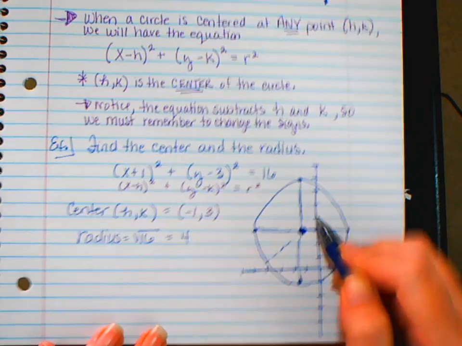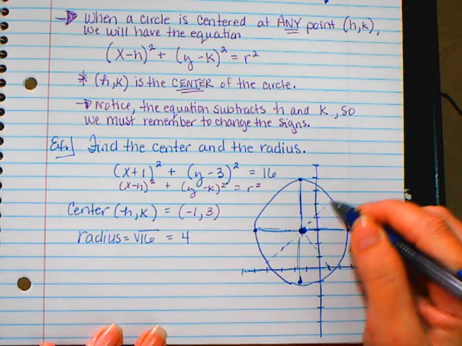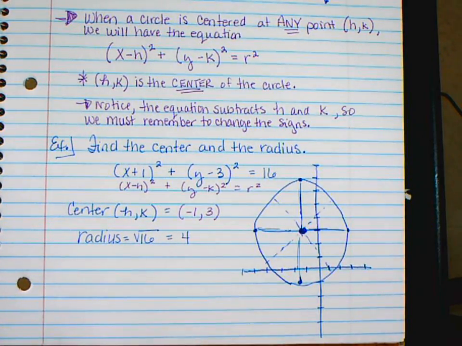Now, we don't go diagonal. We can go diagonal, but that's just more complicated. We have to do a little more work to find those points. But they still exist. It's just we don't need to do that if we're sketching. Everybody cool so far? Anybody have a question?